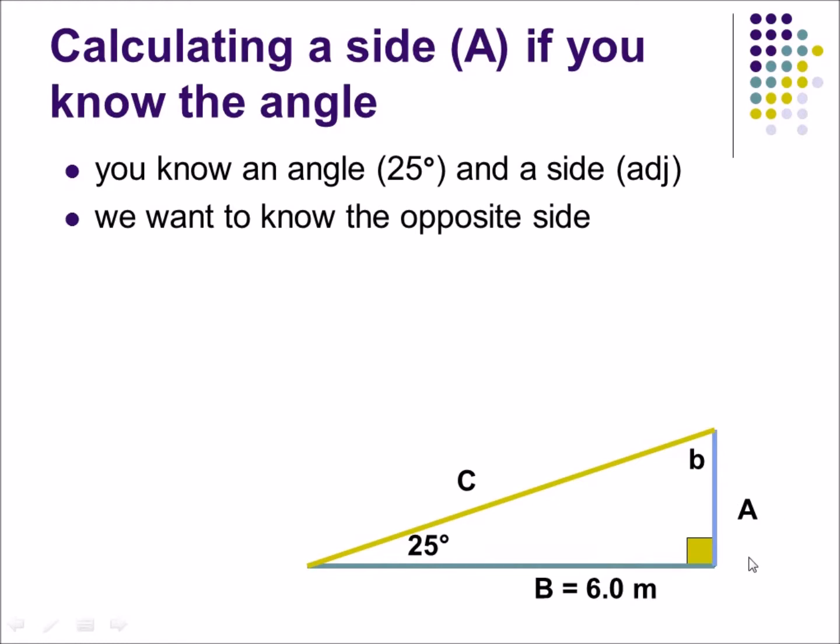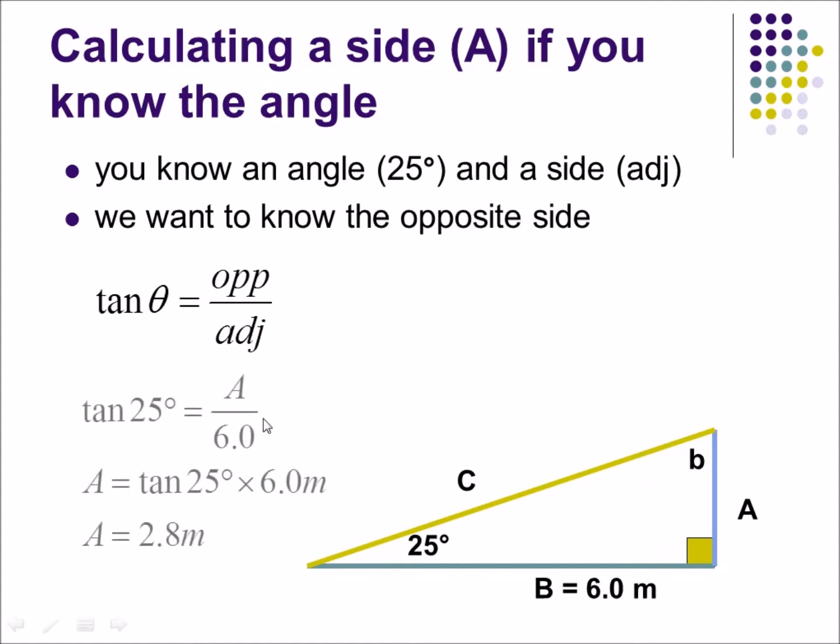So to get side A, you have to think about, well, what trig function relates the side opposite that I don't know to the side adjacent that I do know? Is there a trig function that relates opposite to adjacent? And the answer is yes. If you think back to SOHCAHTOA, it's the tangent function that does. Tangent's equal to opposite over adjacent.